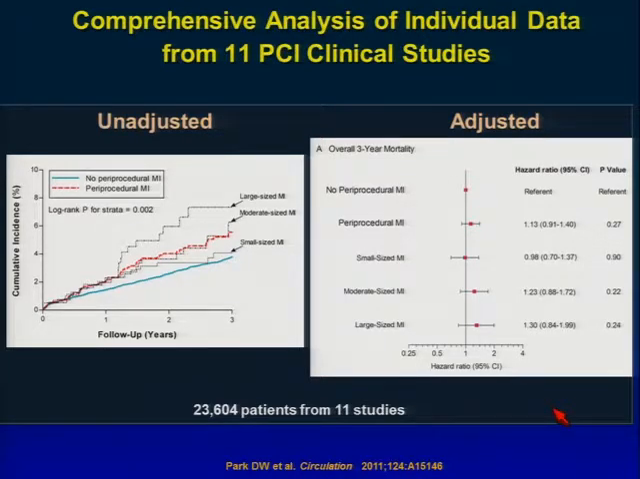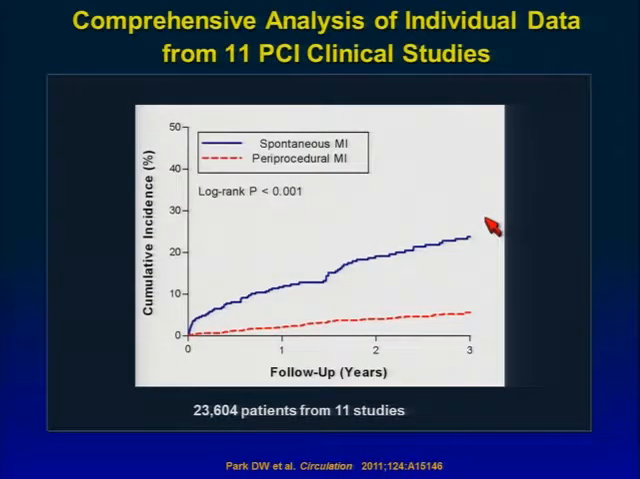This has been assessed in many studies. So this is data from 11 PCI clinical trials where they looked at the prognostic value of no periprocedural MI versus periprocedural MI in red. And what was seen is that in the unadjusted analysis, patients with procedural MI definitely had a higher rate of mortality when compared to patients without a procedural MI. But in the adjusted analysis, you see that this difference actually disappears, and this is for 3-year overall mortality. And spontaneous MI had a much higher risk of future mortality when compared to procedural MI.